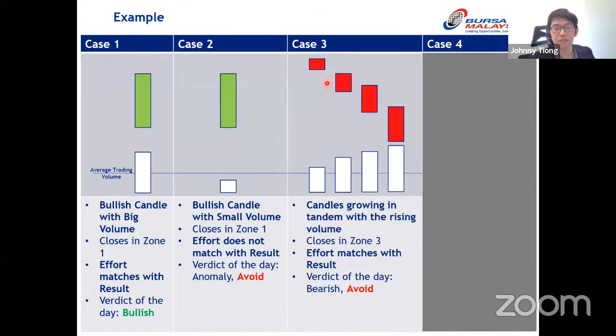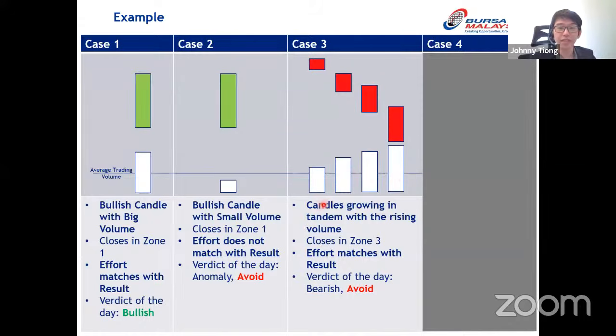For case number 3, I'm showing a series of candles and a series of volume. We can see this is a bearish candle, all closing at zone 3. Zone 3 means sellers are in control. You can see the volume is growing.